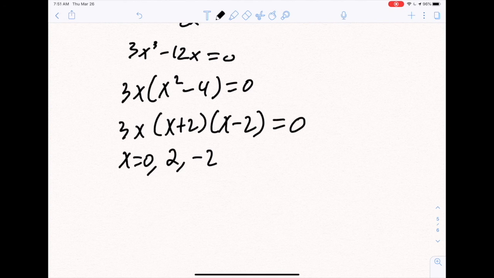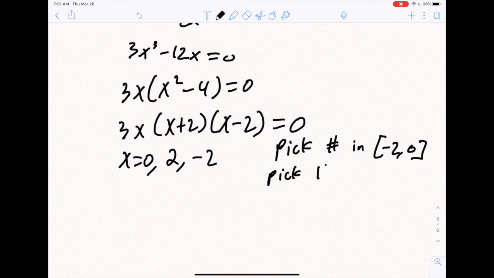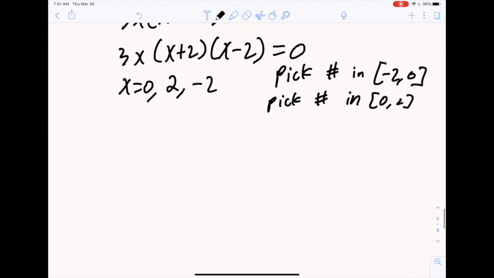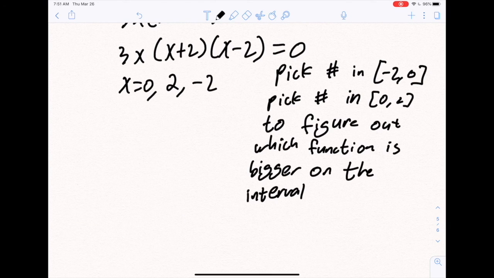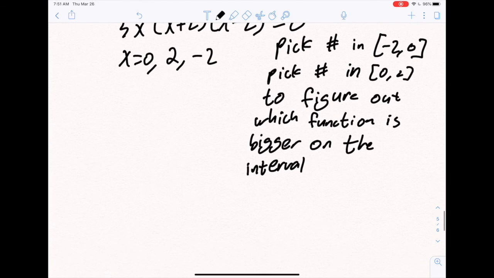We can pick a number between negative 2 and 0, so we pick a number in negative 2, 0. And we pick a number in 0 to 2 to figure out which function is bigger on the interval. So I'll pick negative 1 and 1.